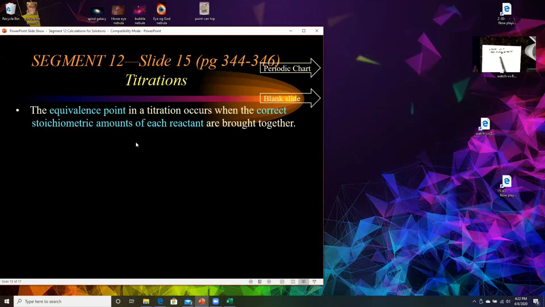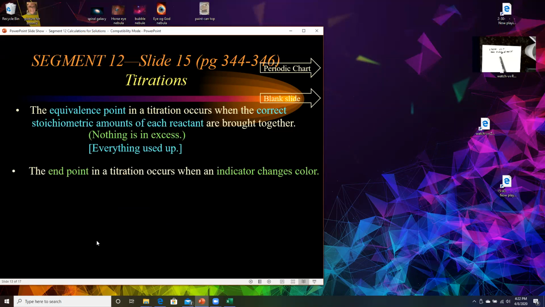So the equivalence point in a titration occurs when the correct stoichiometric amount of each reactant is put together, and there's nothing in excess. Everything's reacted. The reaction is essentially stopped. Everything's used up.